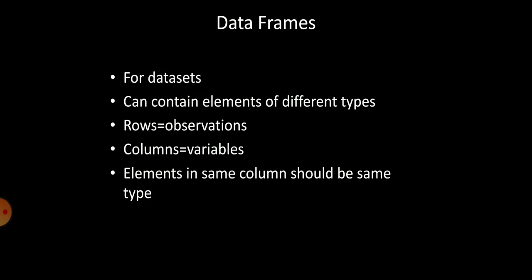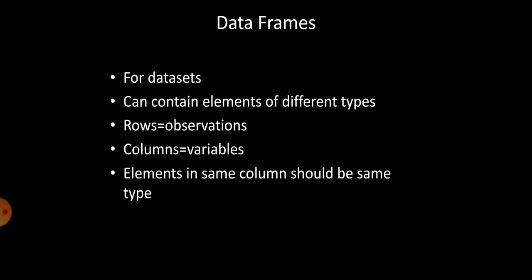In the previous data structures, we have seen that we can only store the elements of similar data type. For example, if you are creating a vector, you can only store data of numeric type or maybe of character type. But if you want to store different columns which contain different data types, it is not possible. For that purpose, we'll be needing data frames.